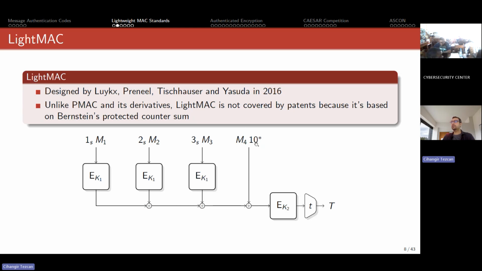Perform the padding in your last message block. Finally, perform another encryption, and if the output should be smaller than your block size, you perform a truncation operation here and produce the tag. Okay, so this is based on a block cipher, so you have to choose which block cipher you want to use here.